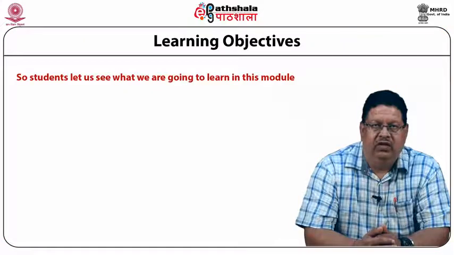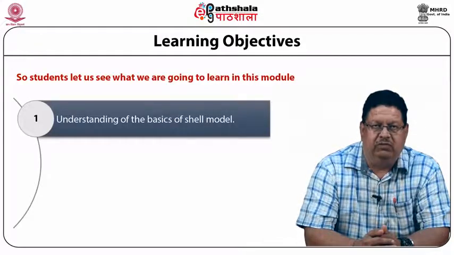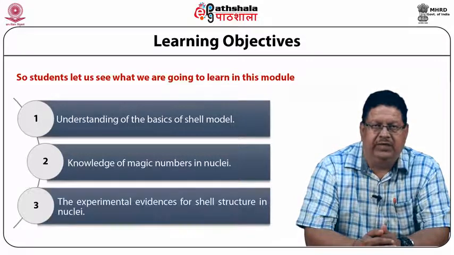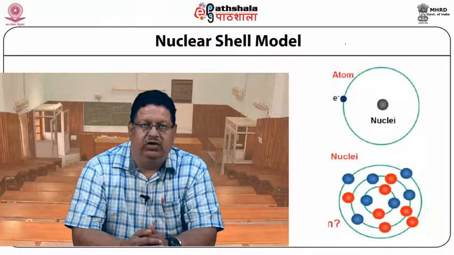Today we are going to discuss the module Nuclear Models Part 4 from the paper Nuclear and Particle Physics. After studying this module, you will be able to understand the following things. Number 1, the basics of shell model. Number 2, knowledge of magic numbers in nuclei. Number 3, the experimental evidences for shell structure in nuclei. Now, nuclear shell model.